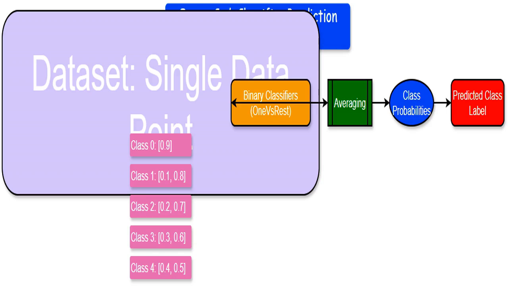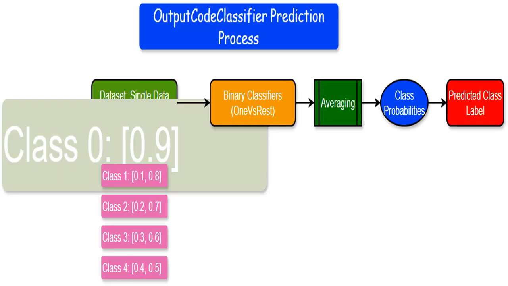This refers to the single data point for which we're predicting the class label. It's the input to our model. Think of it as one row of data in our dataset. It's the single instance we are evaluating. This shows the predicted probability for class 0 from one of the binary classifiers used within the output code classifier. The probability is 0.9, meaning there's a 90% chance it belongs to class 0 according to this particular classifier. We will average these probabilities later.